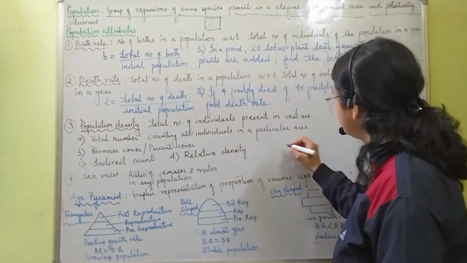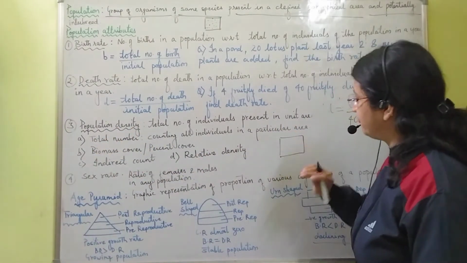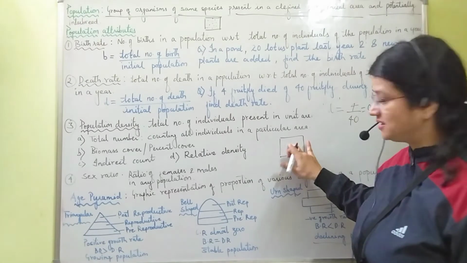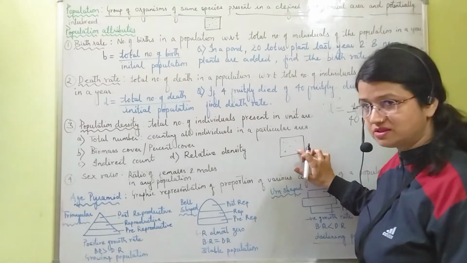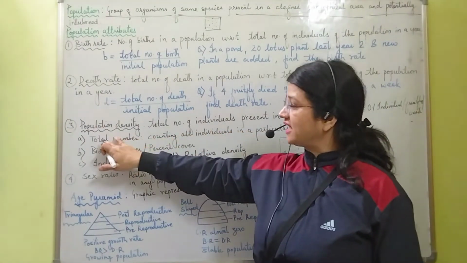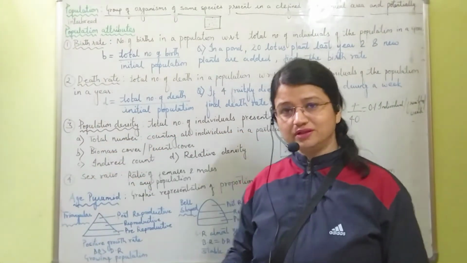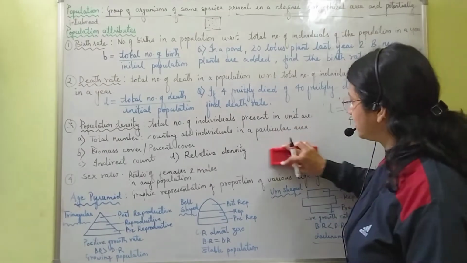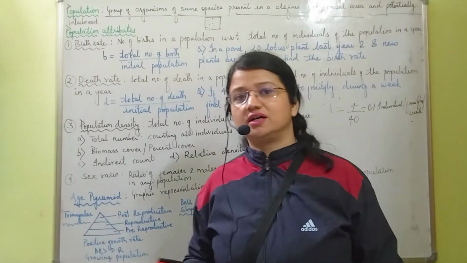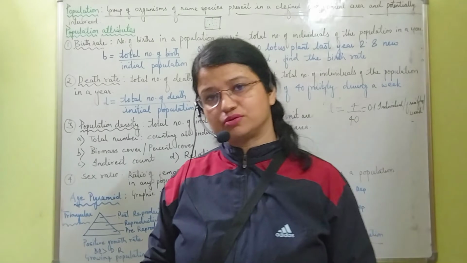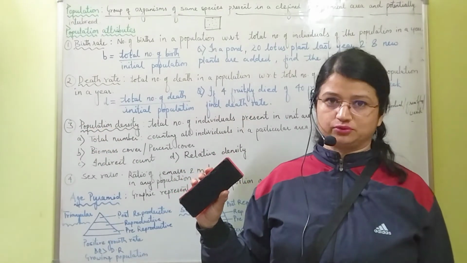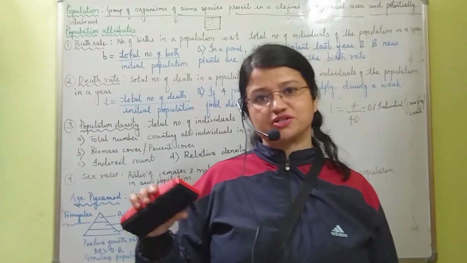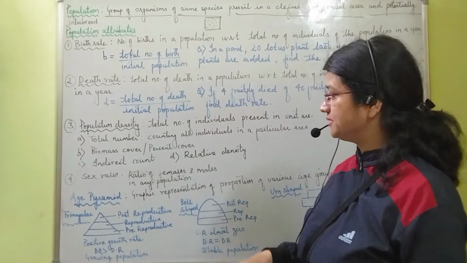Clear? Suppose this is an area and we have to find out the density here. So what will we do? We will count the number of individuals, and that will come under the category of total number. For example, we have to find out the population density of Dehradun. So how will we do it? We will count the number of individuals residing in Dehradun. That will be called the population density by total number.